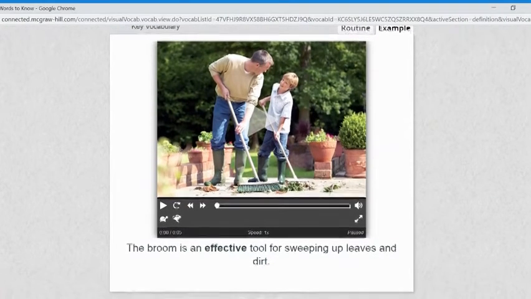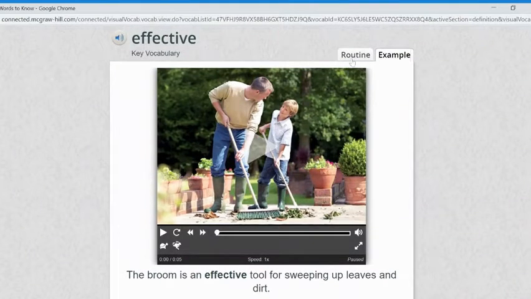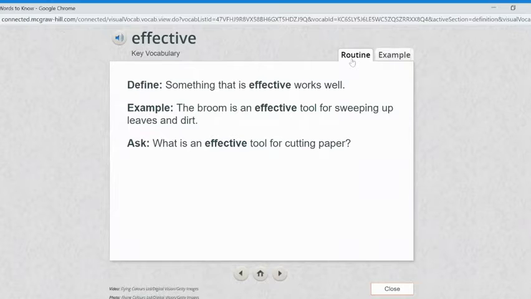Our first word is effective. The broom is an effective tool for sweeping up leaves and dirt. Effective means something that is effective works well. So effective means something that works well. An example, the broom is an effective tool for sweeping up leaves and dirt. The broom works well for sweeping up leaves and dirt.